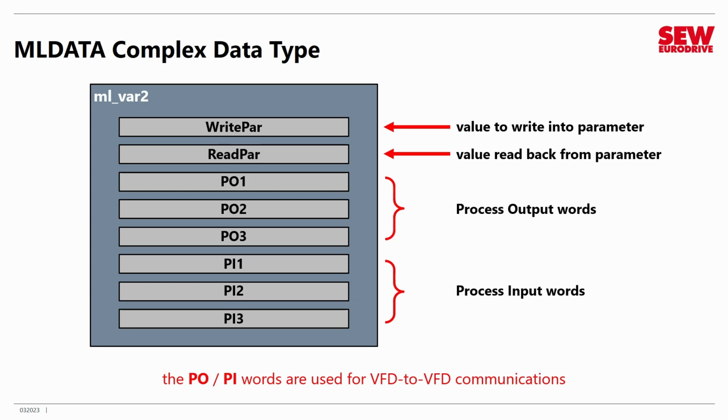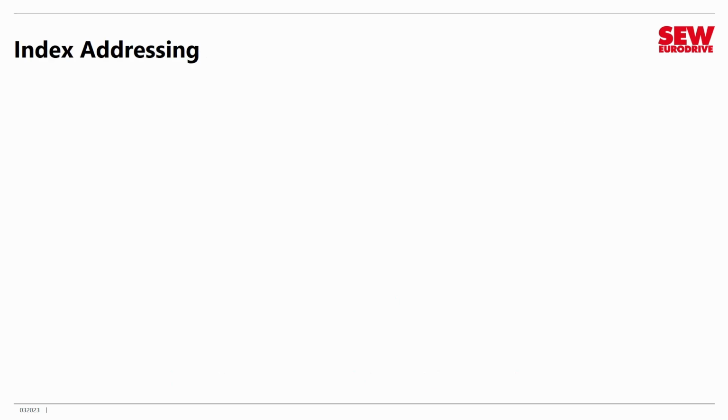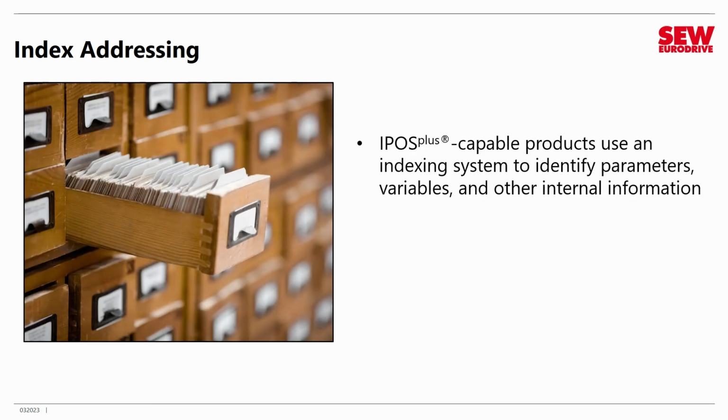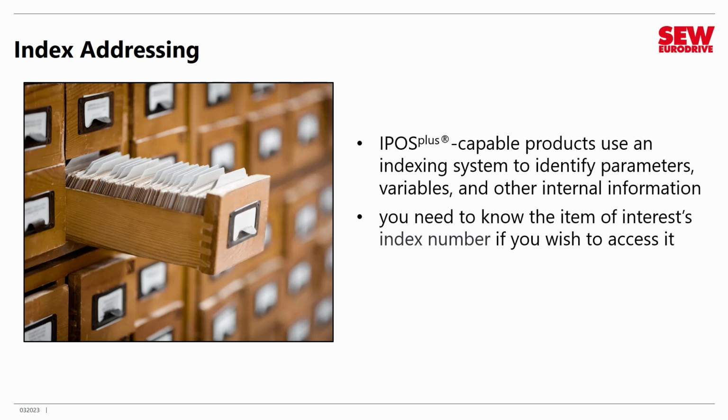Now, let's come back to that topic that I just mentioned, index addressing. How do you find the index of something you want to read or write? IPOS-capable products use an indexing system to identify parameters, variables, and other internal information. Almost everything in the MOVI Drive B has an index. You need to know the item of interest's index number if you wish to access it.